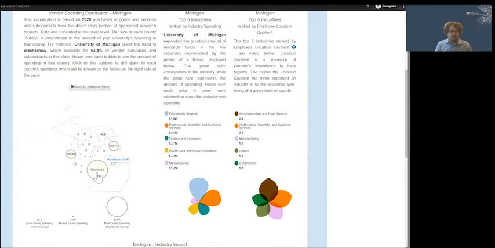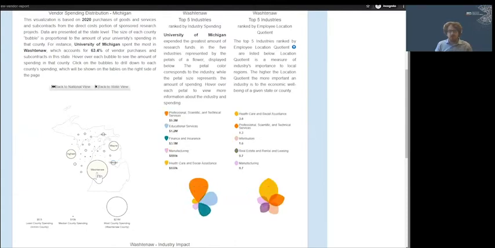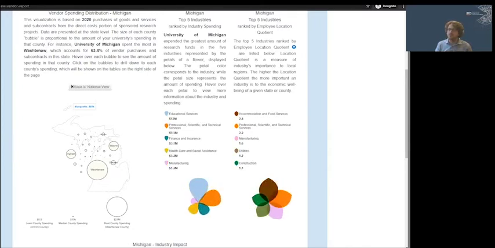Then, just like how we zoomed into a state, we can click on one of the counties in the map and all of the figures update. So now they are at the county level. You can return to state or national figures by clicking on these buttons here.